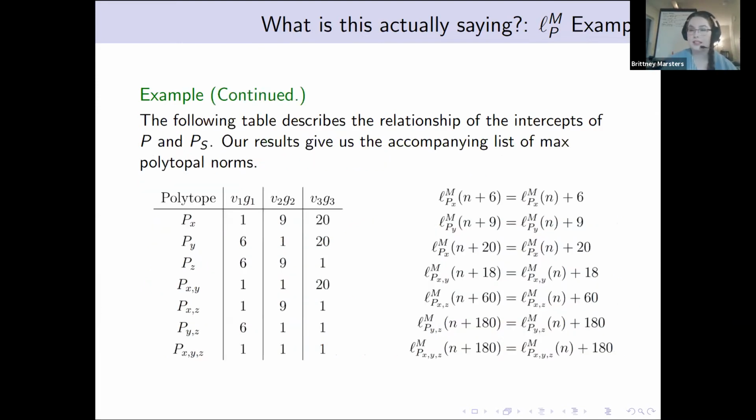So if we want to see what this theorem is saying, the first thing we've got to look at is these products of our vertices and our numerical semigroup generators. And then we're going to look for the smallest values popping up, and then we're going to look for ties. So if we look at our polytope P sub x, we compute our products. We see that the smallest is going to be our V sub 1 and our G sub 1.